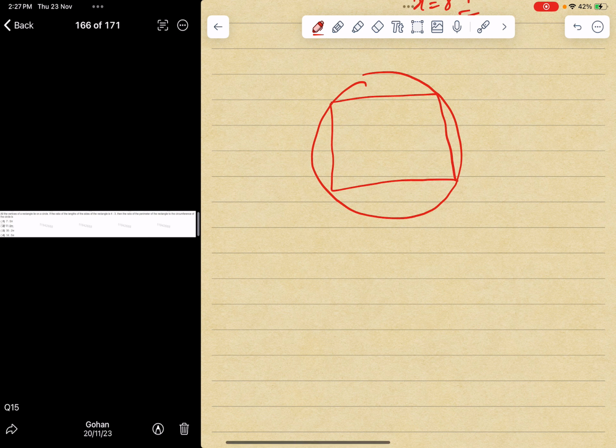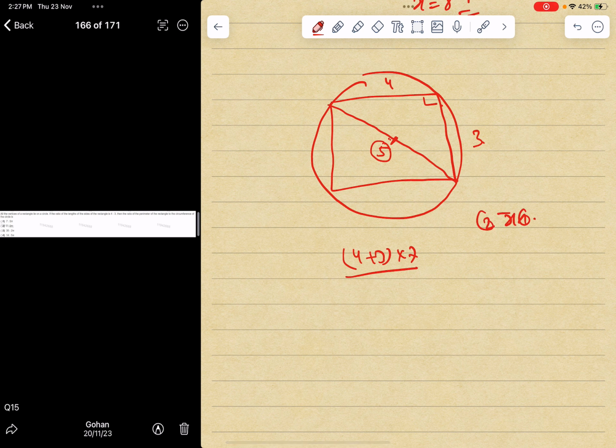So if this is the diameter, we know this is 5, right? The diameter is 5. Okay, the question is the ratio of the perimeter of the rectangle to the circumference. So the perimeter of the rectangle will be 2 times (L plus B), so 2 times (4 plus 3), that is 2 into 7, and the circumference will be 2 pi r, or 2r we can write as d, so pi into d, where d is 5.